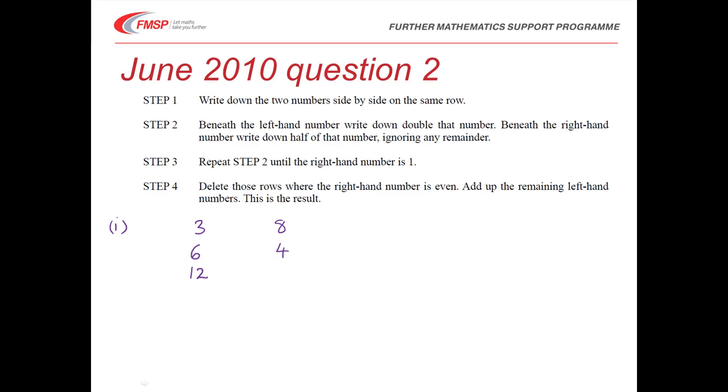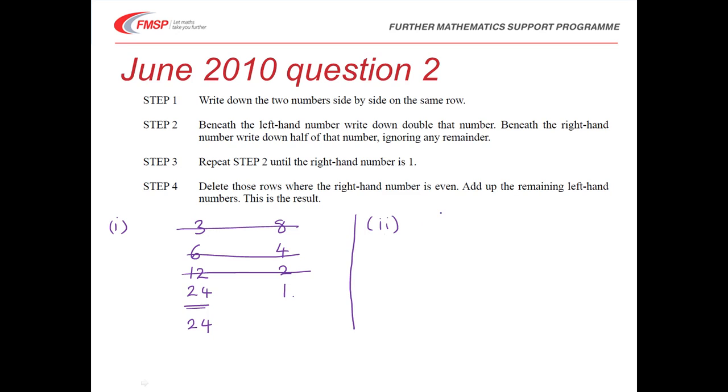So we'll double this one, and we'll halve that one. It's still not equal to 1 over here. We'll double this one, and we'll halve that one. And now we've reached 1. So we can go on to step 4. Delete those rows where the right-hand number is even. Well, that's the first 3 rows, in fact. Add up the remaining left-hand numbers. This is the result. Well, actually, there is only one number over there, and it's 24. So there's the result from this algorithm. Let's do the second set of input.